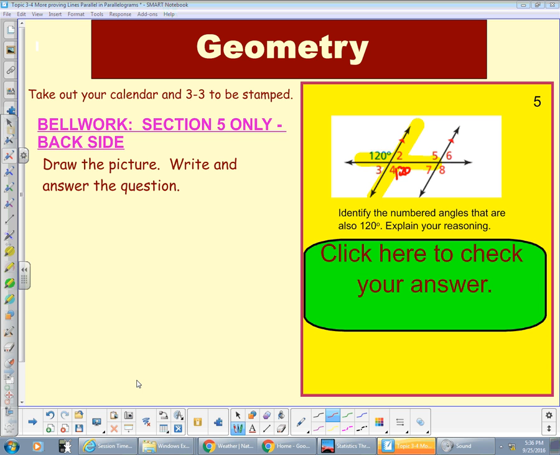I know that angle 4 is congruent to angle 5 because it's alternate interior. Here's angle 4. Here's angle 5. So you see the letter Z. And so I know that angle also has to be 120. And then I know that angle 8 is vertical with angle 5. There's another X. And so I know that angle 8 also has to be 120 degrees. So the angles are 4, 5, and 8.